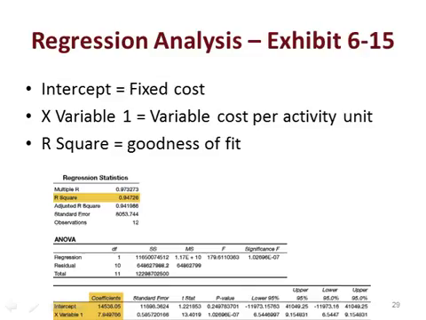And then finally, we look at R-squared. And R-squared really just tells us, it's a measure of fit, right? It just tells us how much variability in total cost is accounted for by changes in the variable cost per unit and the fixed cost over that relevant range.